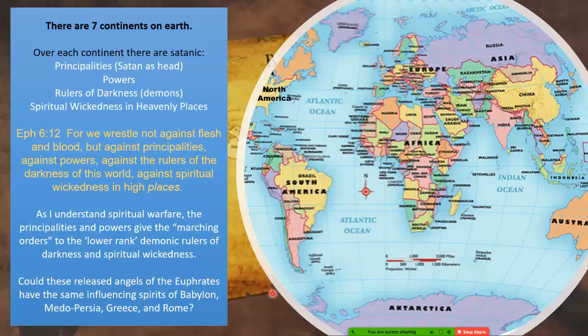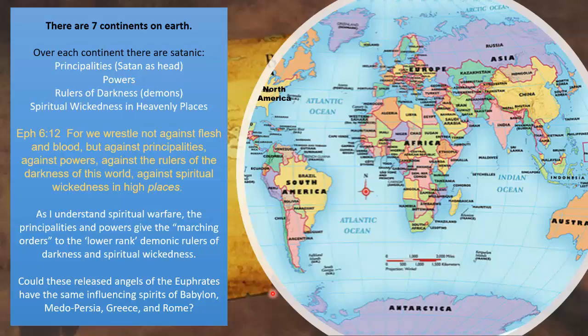So over each of these continents, there are satanic principalities, and Satan is classified as the head principality. Then you have powers. Then you have rulers of darkness, which are demons. Then you have spiritual wickedness in heavenly places, which are also demons. And we read about the definition in Ephesians 6:12. For we wrestle not against flesh and blood, but against principalities, against powers, against the rulers of the darkness of this world, against spiritual wickedness in high places.